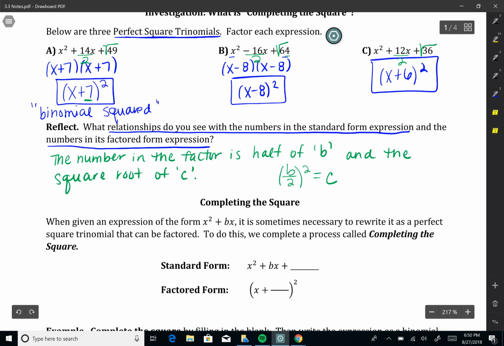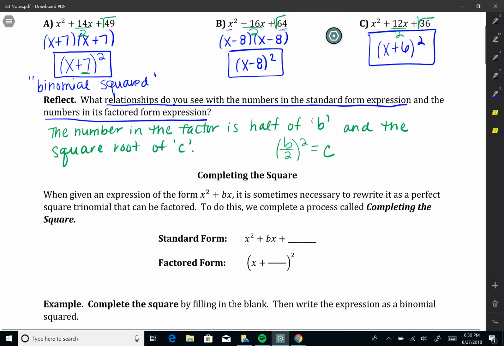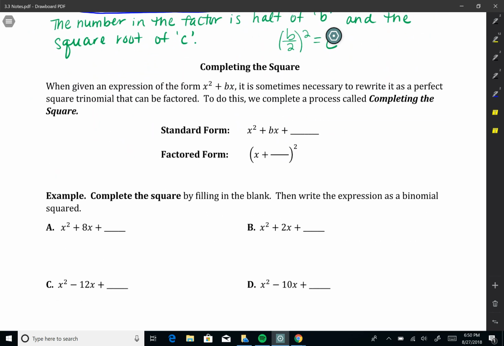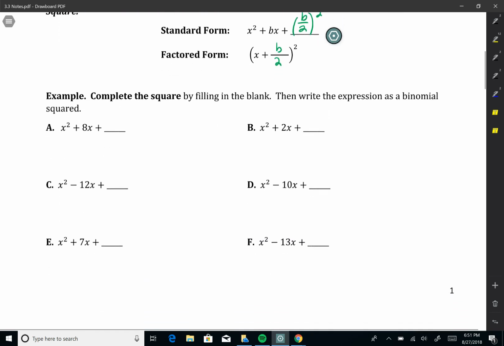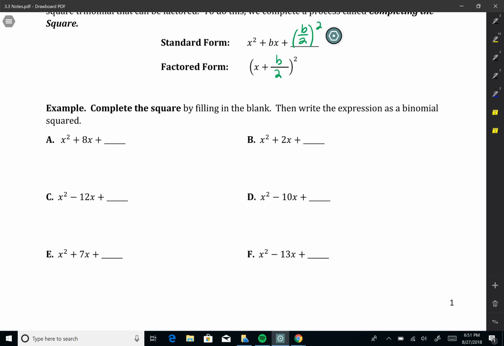So that's what we need to think about when I ask you to complete the square. When I say complete the square, I'm trying to say, make this a perfect square trinomial. What we just figured out is that in standard form, I have x squared plus bx plus c, and c is equivalent to half of b, squared. In factored form, what was in here was just half of b, so we'll put b over 2. So let's complete the square. Complete the square by filling in the blank, then write each expression as a binomial square, just like standard form and factored form.